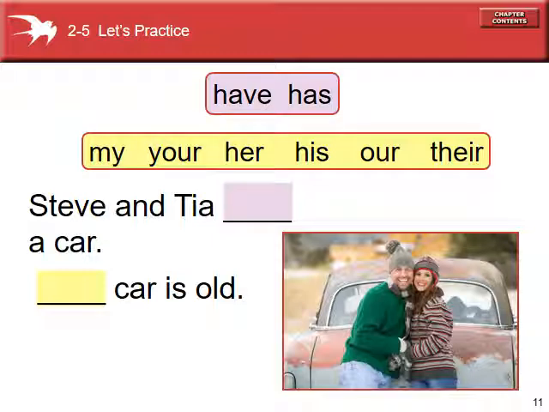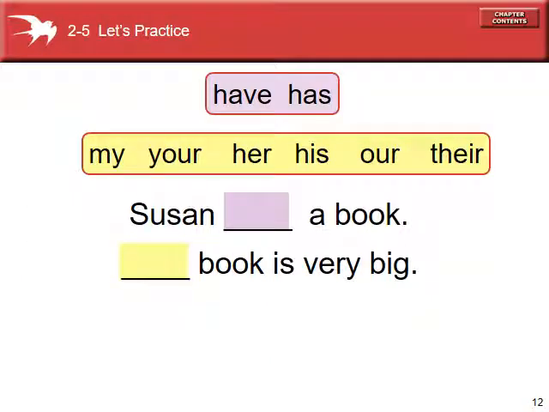The next one here is plural, Steve and Tia. We know that have is the plural form. So Steve and Tia have a car. And Steve and Tia is plural, so we need to use their car is old. Moving on, Susan, if you don't know, is a woman's name, but it's one person. So Susan would be the same as she. So we're going to say Susan has a book. And we know Susan is a woman and singular, so it will be her book is very big.